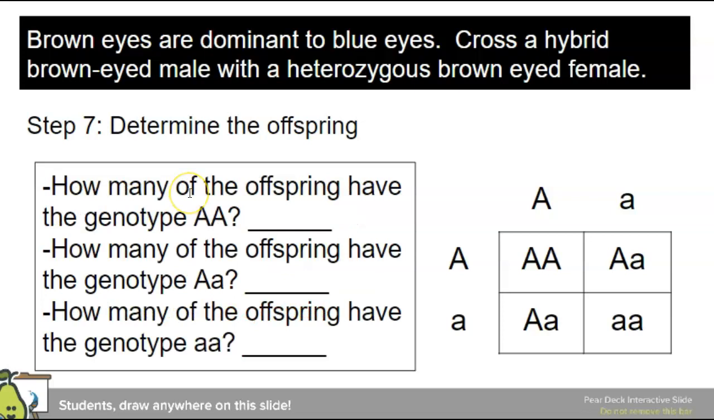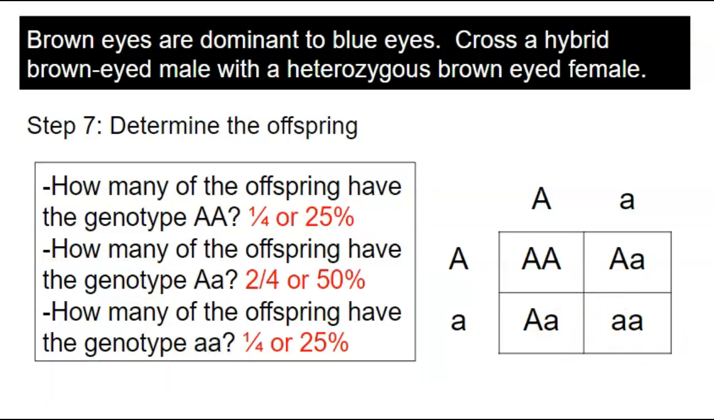The other question you might get asked is the genotype. That's our letters. So how many have the genotype big A, big A? Well, we just count the boxes. 1 out of 4, or 25%. What about big A, little a? 2 out of 4, 50%. What about little a, little a? That is 25%.